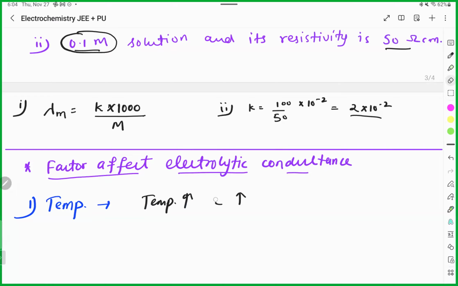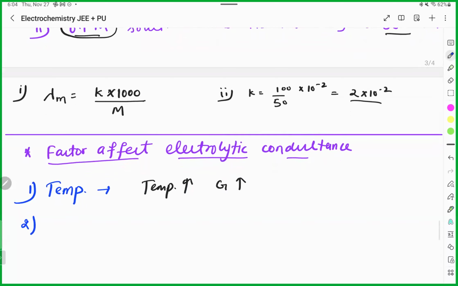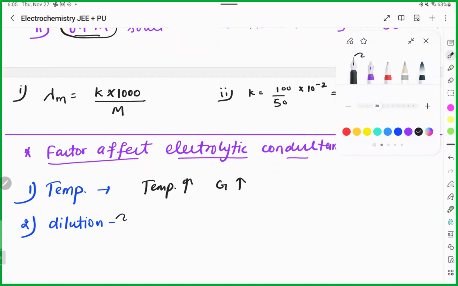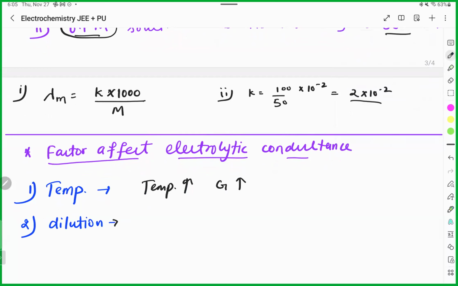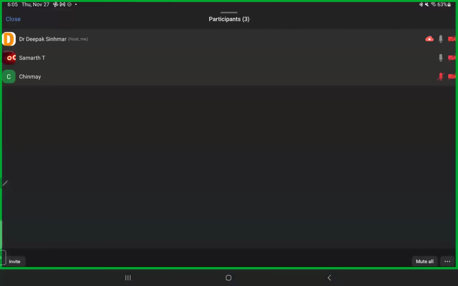No, I will write the symbol. Chinmay, second factor. Dilution. What is the impact of the dilution? Chinmay, if you dilute the solution, what will happen? Chinmay, are you there? Chinmay, I think you have some network issue.